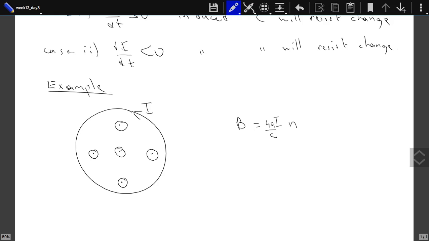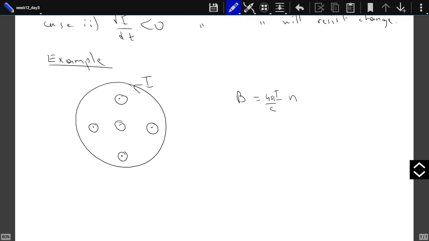No, there is no 2 pi r. To calculate this B field, what we can do is this: if this is our solenoid, just take such a loop, and around this loop, B dot dl should be equal to 4 pi over c times I enclosed. The induced EMF will have this 2 pi r factor.